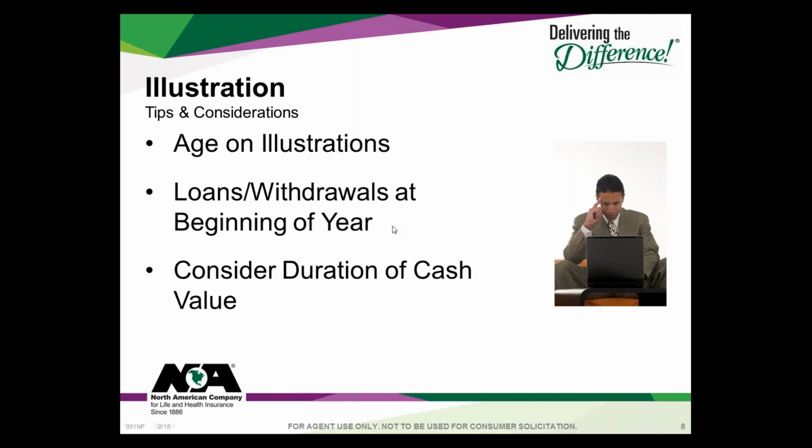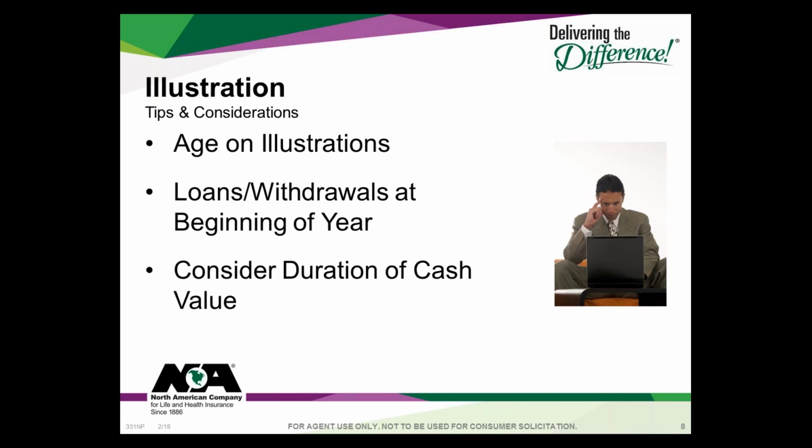Another thing to think about is the withdrawals at the beginning of the year. On our illustrations, all of our distributions assume the beginning of the year. So when you see our age on our illustrations, and now on our iPipeline illustration software, we have the beginning and the end of the year age. Even though the account values are shown at the end of the year, be aware that the distributions are at the beginning of the year. They start right away.